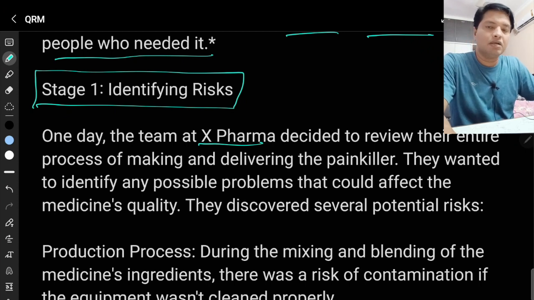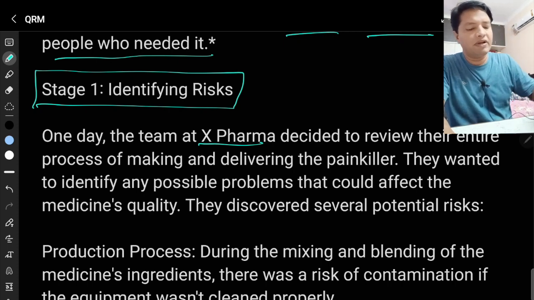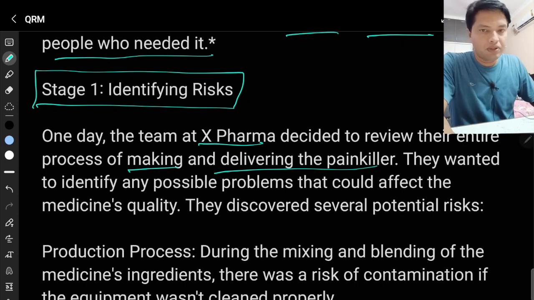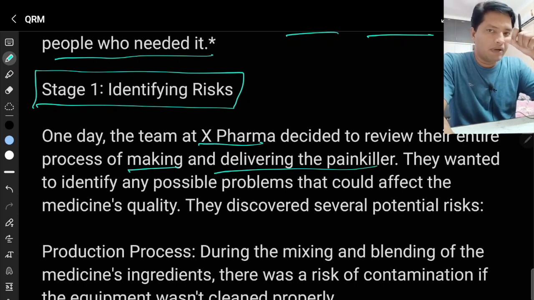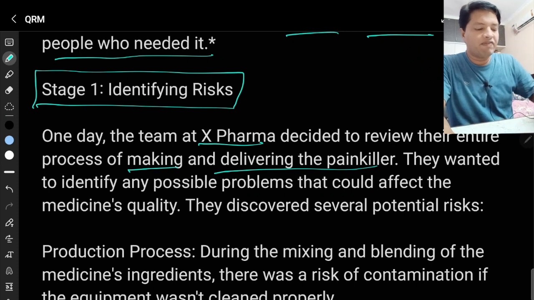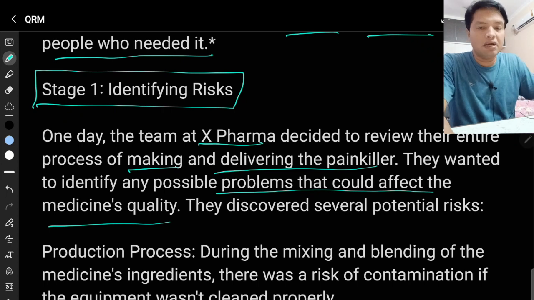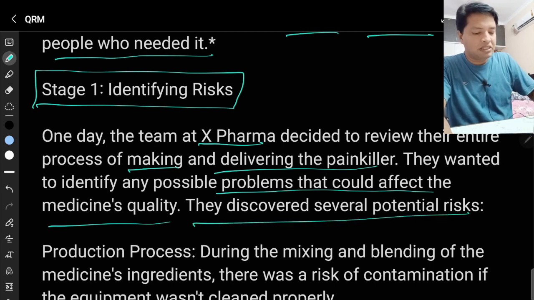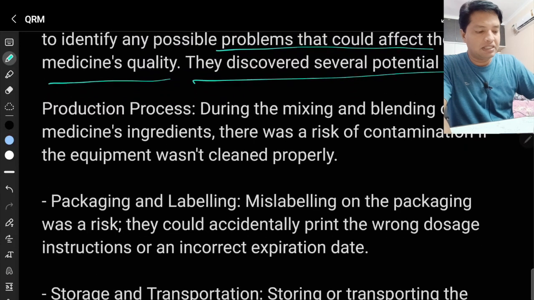They want to know where the unwanted things are going on in the process. So they went for reviewing their entire process of making and delivering painkiller. They want to identify the possible problems that could affect the medicine quality, from where the problems would arise, where we get issues in quality. So they discover the potential risk in the following.